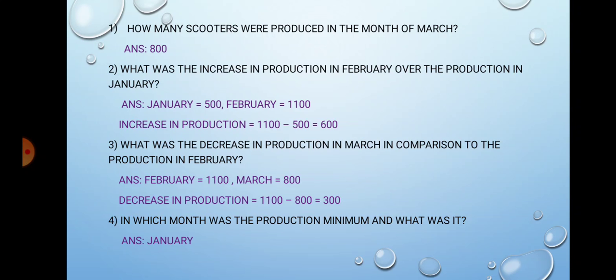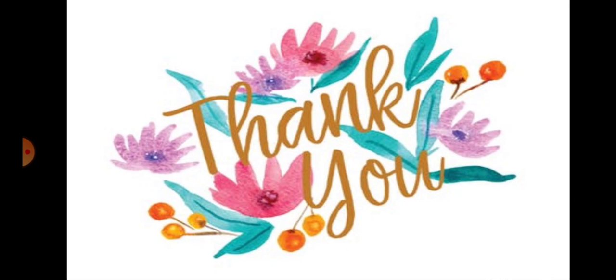In which month was the production minimum and what was it? In the month of January we have the very least production, and the production in January is 500. So this is how we should see the bar graph, read the bar graph, and answer the questions. So that's all about chapter 24, bar graph. Thank you so much. We have completed our chapter 24.